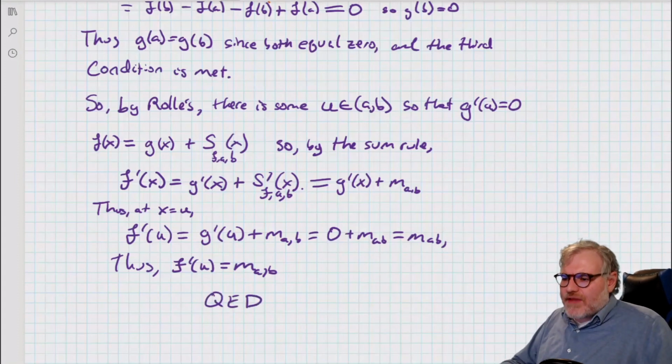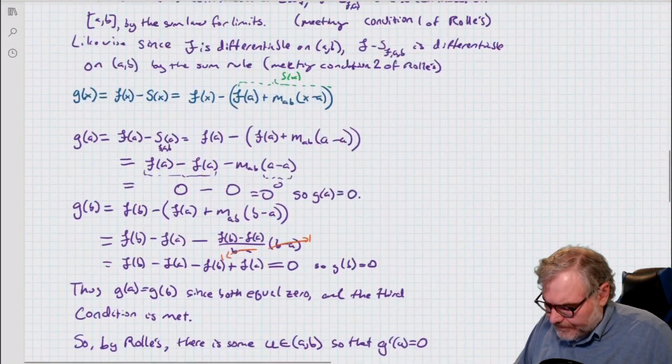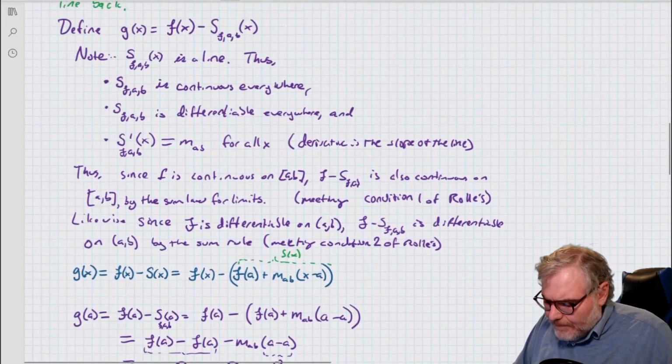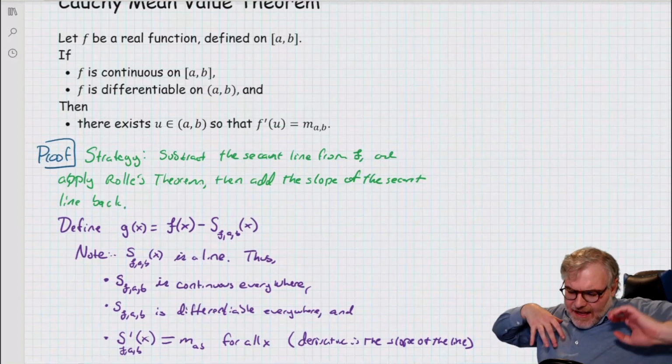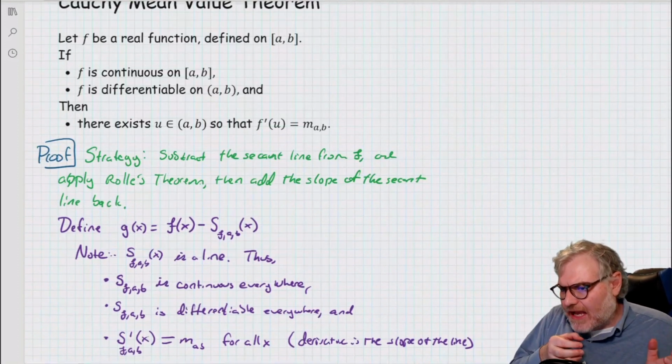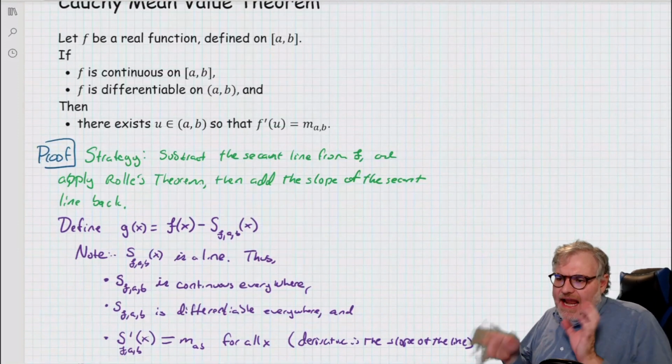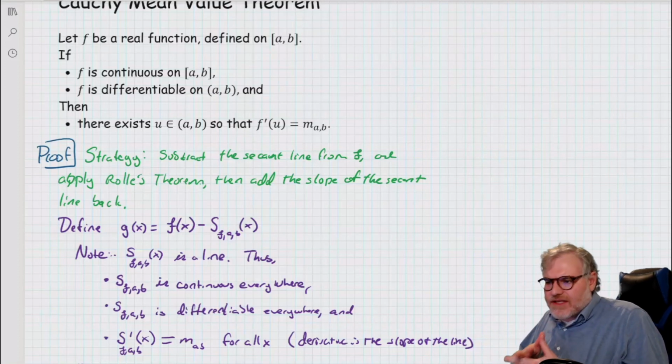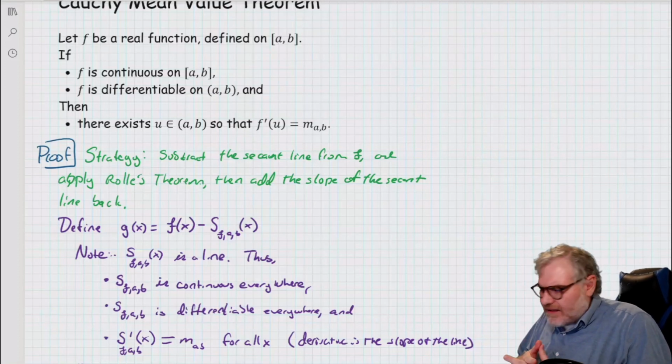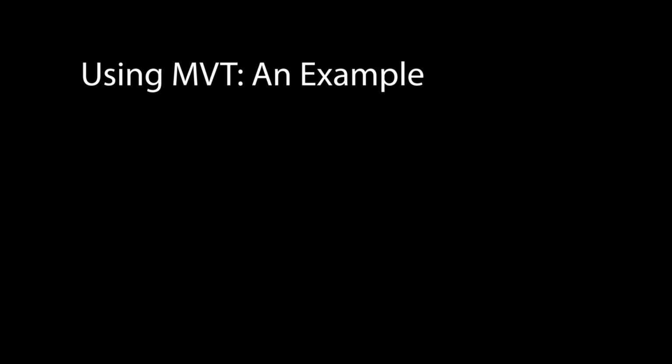So that's the proof there for the mean value theorem. Okay. Again, the big idea: I subtract the secant line from f, I apply Rolle's theorem, then I add the slope of the secant line back, right? So I add s prime back to get f prime.